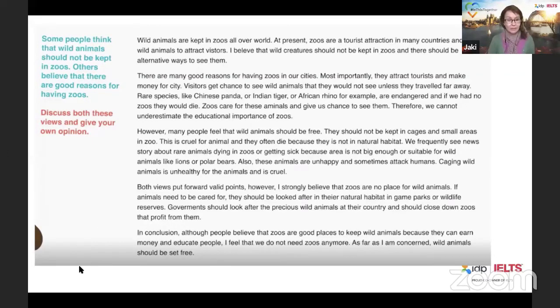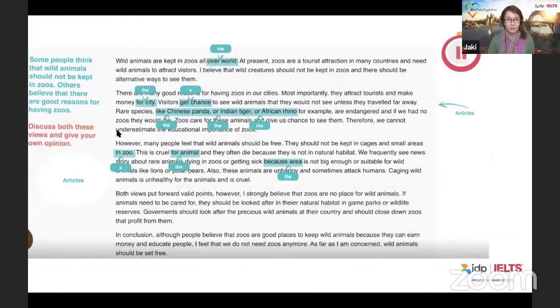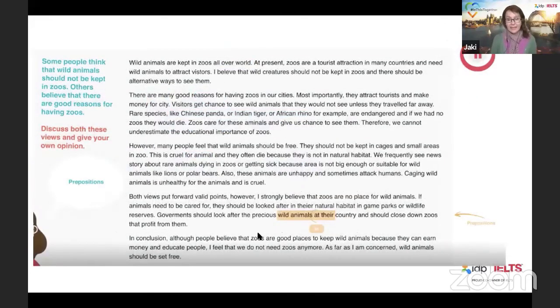So let's have a look at some of these that you've already spotted. So common mistakes are articles. For the city, get a chance, the Chinese panda. Yeah, so this is a common error. When you're talking about a specific thing, you need to use "the". "A" is like one of many. So "the" and "a", that's important. Yes, their natural habitat. Wild animals at their country.